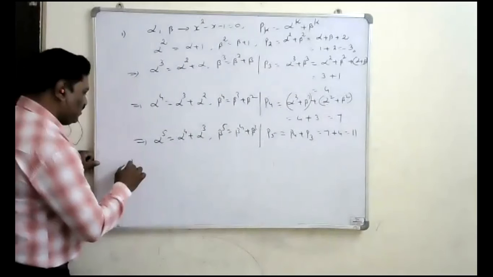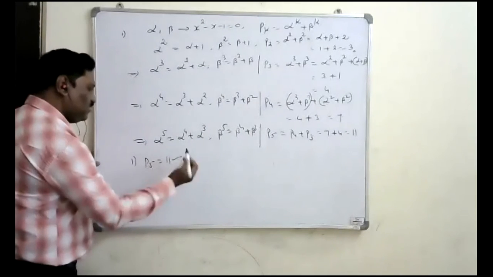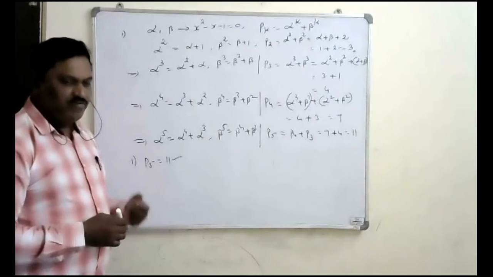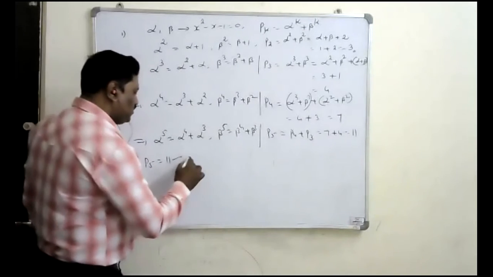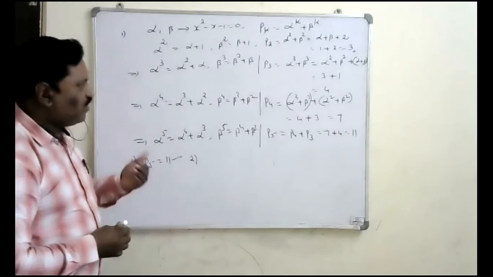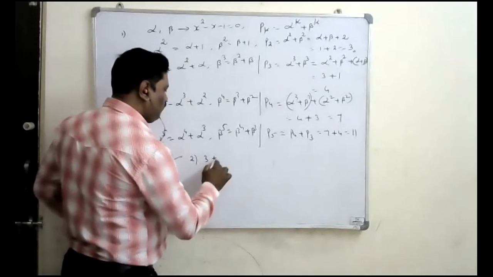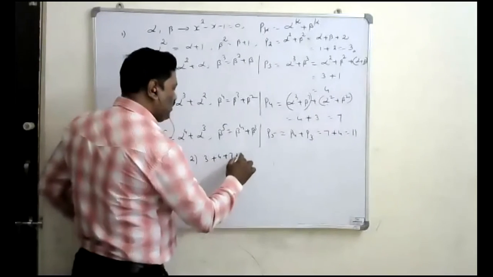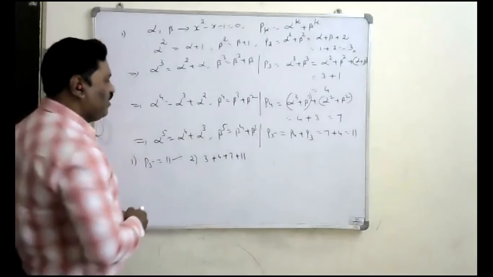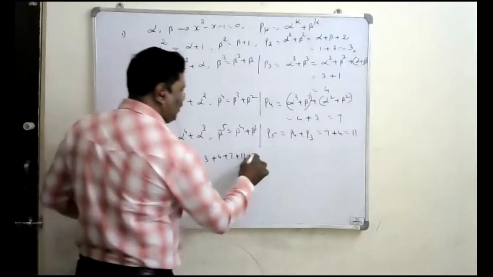What did they give in the first option here? P5 is equal to 11. That is correct only, but that is not our option. We have to identify the wrong option. Second option, the sum of all these values is given as 26. Sum of all the values. So add 3 plus 4 plus 7 plus 11. How much? And P1 also.